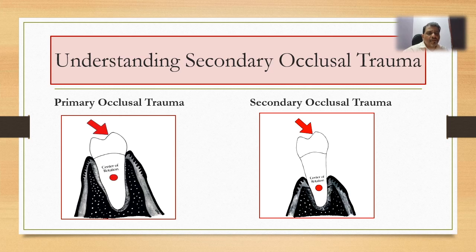In secondary occlusal trauma, the periodontal apparatus is compromised by periodontal disease, so that normal occlusal forces turn out to become traumatogenic to this compromised periodontium. And this is what complicates the clinical presentation and the management of periodontal disease, wherein the periodontium is compromised so that even normal forces turn out to be traumatogenic to the compromised periodontium.